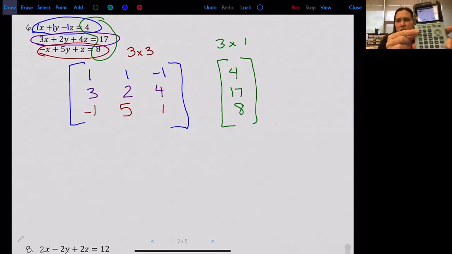So if I quit this, I just push second, and then mode gets me back to my home screen. If you have other things on your home screen, that's fine. You could clear it at this time, but now it's blank. So we have to do something now with those matrices.